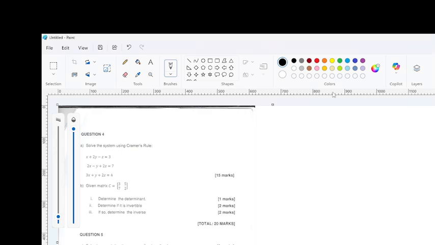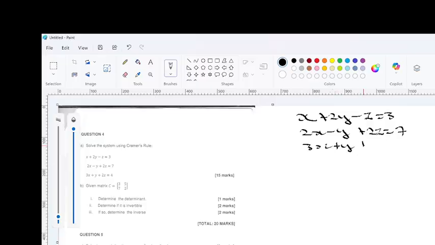Okay, so question 4. The question reads: solve the system using Cramer's rule. So the system, we have x plus 2y minus z equals 3. Okay, so that's the z that we have, equals 3. 2x minus y plus 2z equals 7. We have 3x plus y plus 2z equals 4.